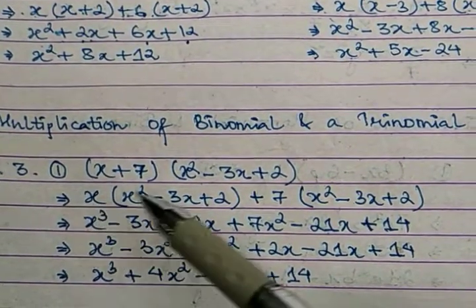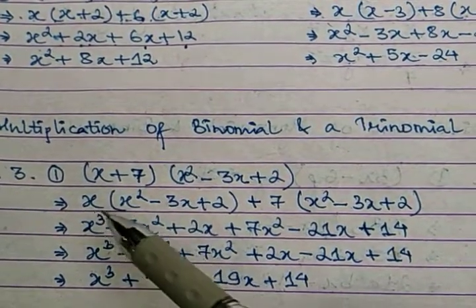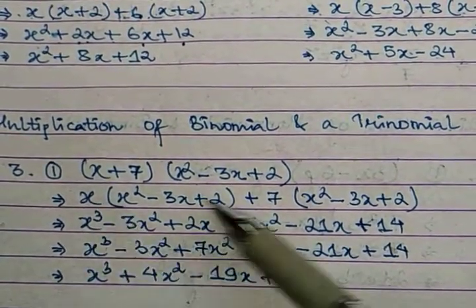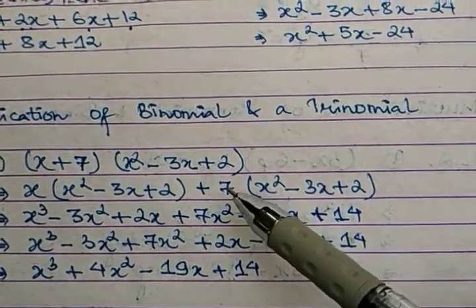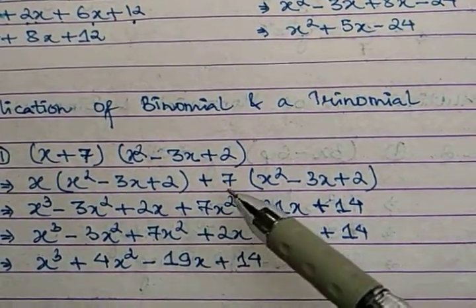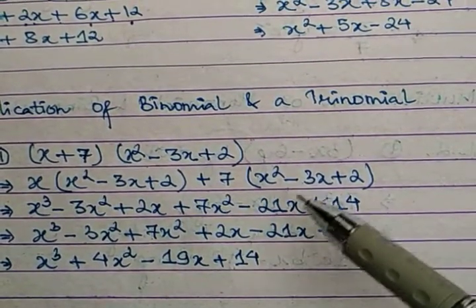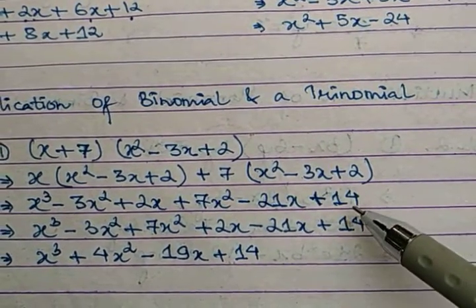It's 1, isn't it? 1 into 3, it's 3. Plus into minus, minus 1 into 3, it's 3. X into x is x squared. See, again plus into plus is plus, 1 into 2 is 2, so x. Okay, similarly here as well, plus into plus is plus, 7 into x squared, 7x squared, plus into minus is minus, 7 into 3x, it's 21x, plus into plus, it's plus, 7 into 2 times, it's 14.